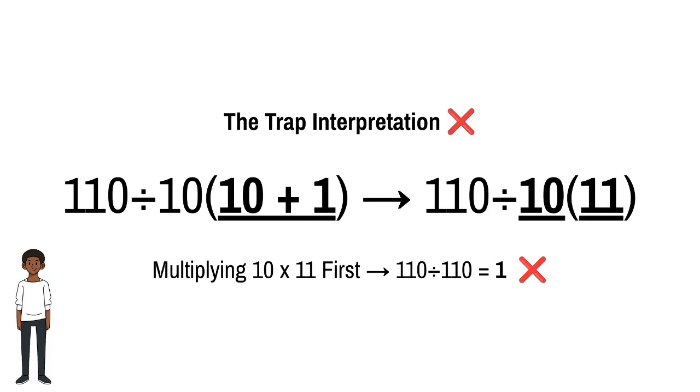First, let's understand how people arrive at the answer 1. Step 1. They start inside the parentheses. 10 plus 1 equals 11, which simplifies the expression to 110 divided by 10 times 11. Step 2. They multiply 10 by 11 first to get 110. They prioritize this implied multiplication where the number touches the parentheses over the division on the left. 110 divided by 110 leaves them with 1. But according to the standard modern mathematical conventions, prioritizing implied multiplication over division is a fatal mistake.